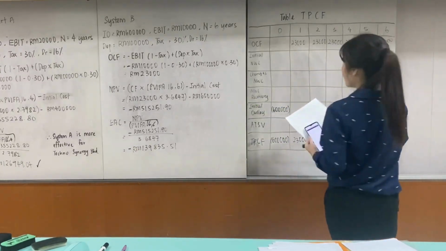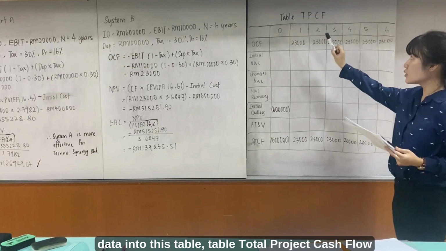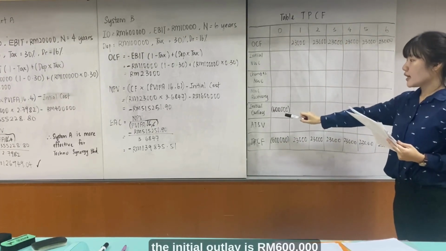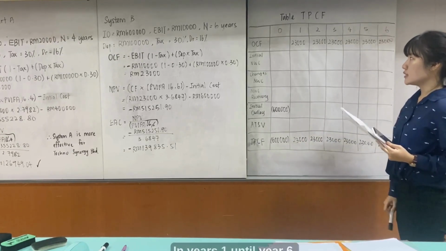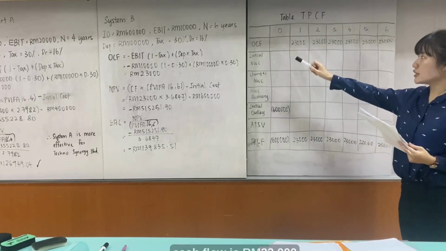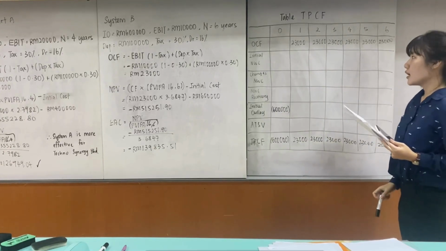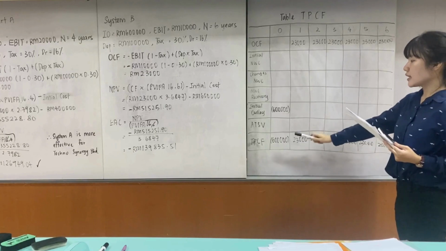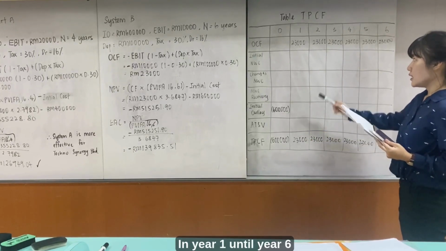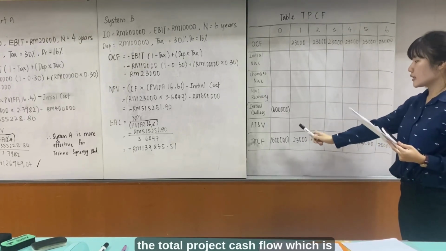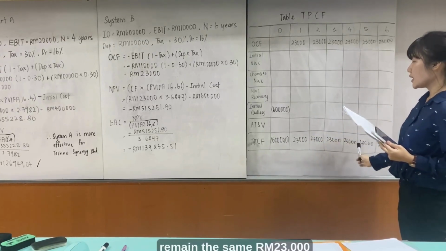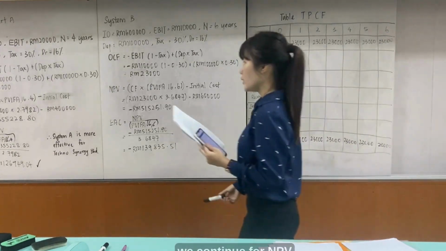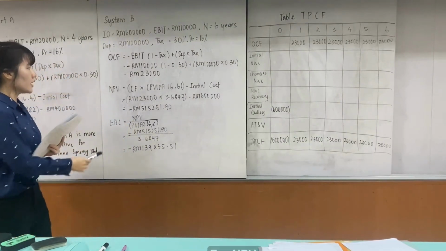Then, we generate the data into this table: the total project cash flow. In year 0, the initial outlay is 600,000. In year 1 until year 6, the cash flow is 23,000. Then, the total project cash flow in year 0 is 600,000, and in year 1 until year 6, the total project cash flow remains the same at 23,000. Next, we continue to the NPV.